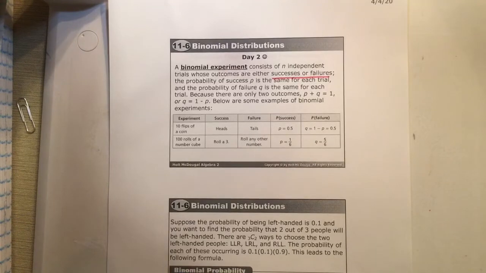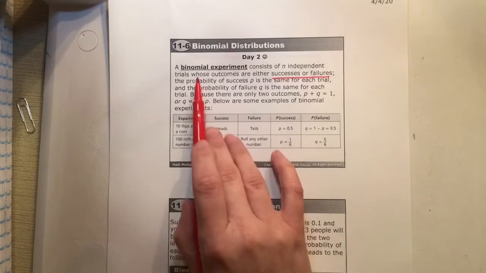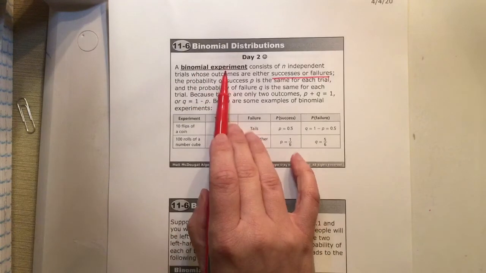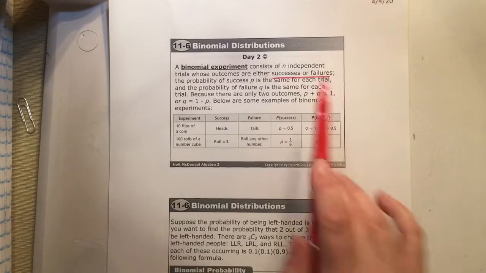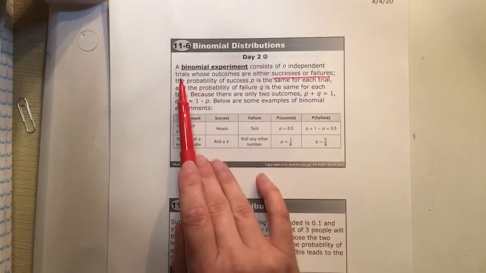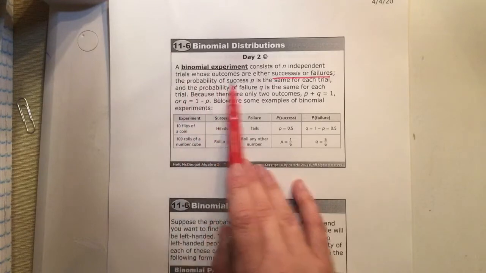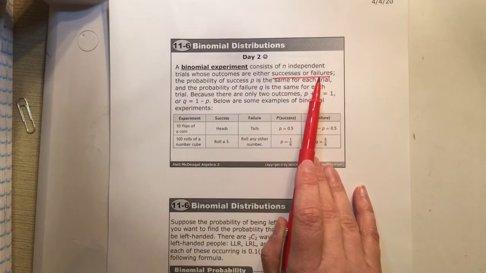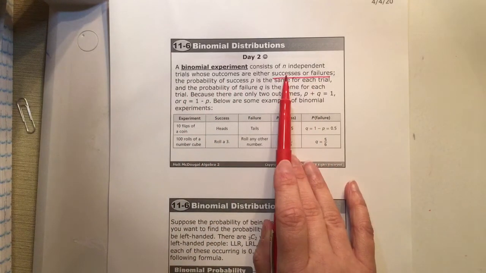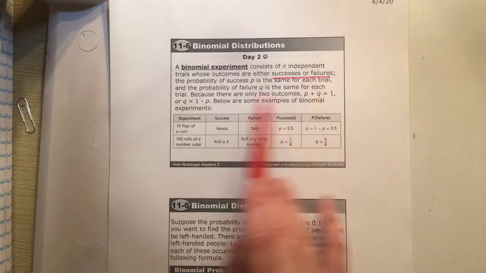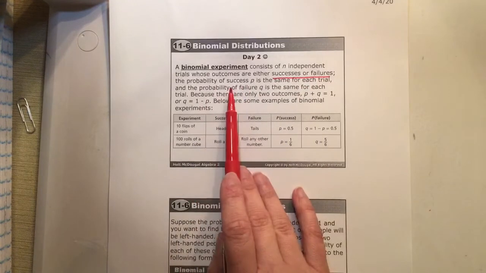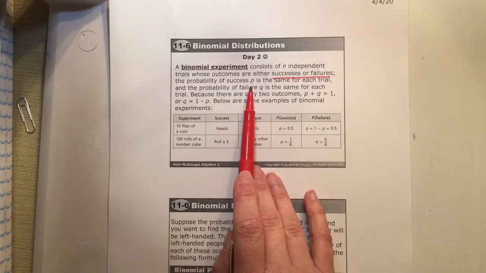Hey guys, we're going to go ahead and finish up 11.6 for today. We're going to look at something called a binomial experiment. A binomial experiment consists of n independent trials, and every outcome is either a success or a failure. So it's what you want to happen, or what you wanted did not happen, so they consider it a failure. The probability of success, they call that P.